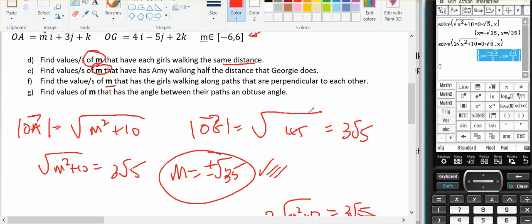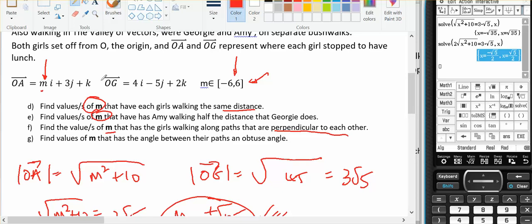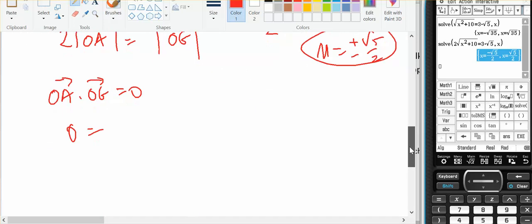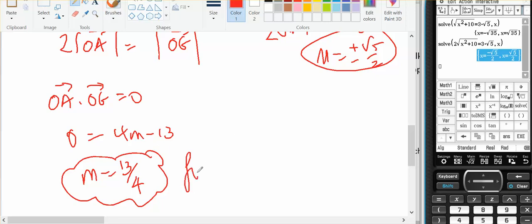Find the values of m such that they have perpendicular paths to each other. Therefore, OA dot OG has to equal 0. So 0 equals OA dot OG. So I've got m times 4, so 4m. 3 times 5 is minus 15, and 1 times 2 is plus 2, so it's 4m minus 13. m equals 13 on 4, and that's within the domain for the girls to walk perpendicular.